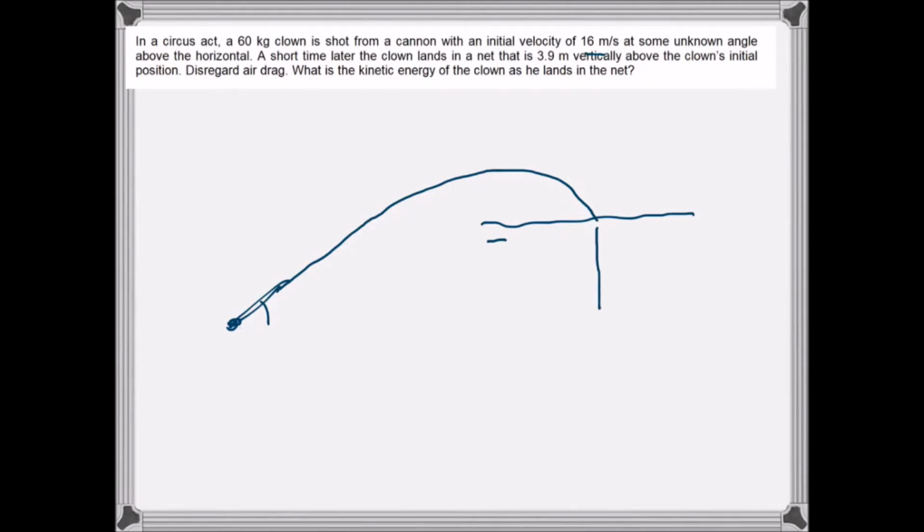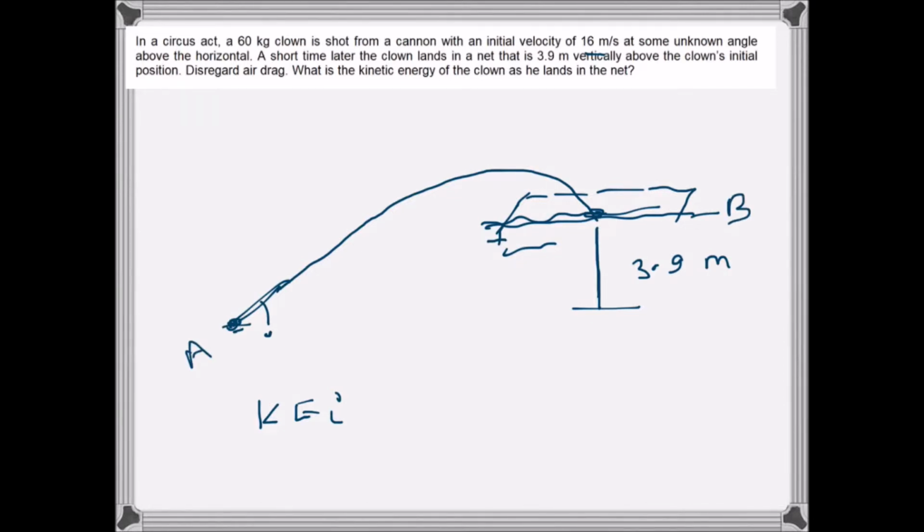So the final height is 3.9 meters more than the initial position. When the clown lands on the net, let's say this is the net, he has a greater potential energy than he had here, so he gains potential energy. Let's say initially the kinetic energy is KE initial, and the potential energy initially is 0, because we will just consider these two positions. This is position A and this is position B on the net.